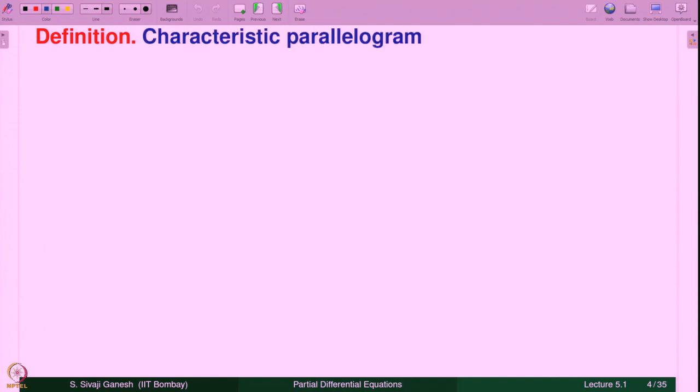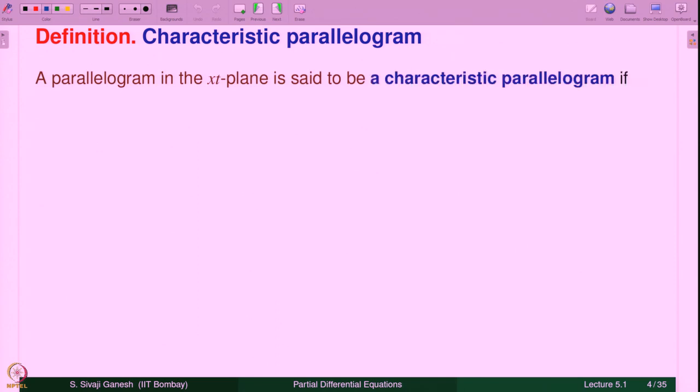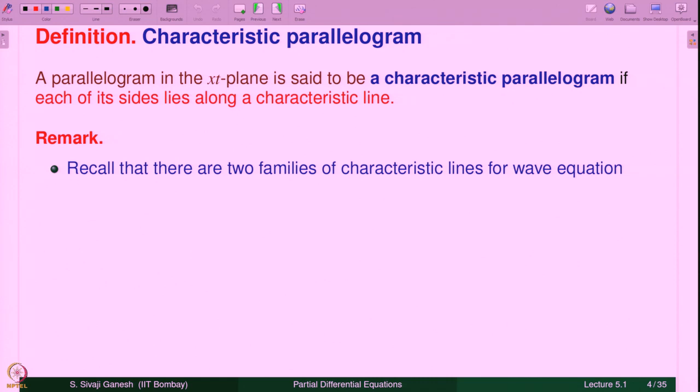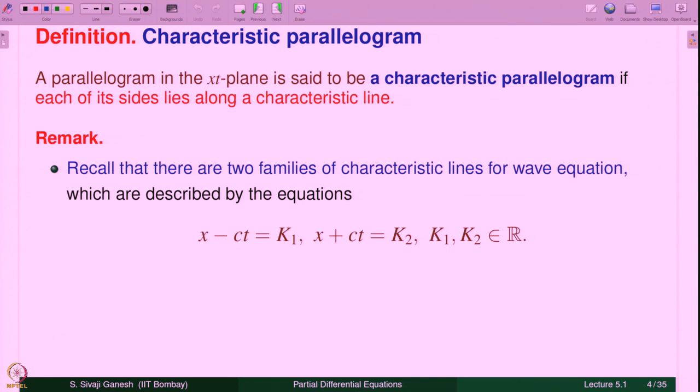Definition of a characteristic parallelogram. A parallelogram in the XT plane is said to be a characteristic parallelogram if each of its sides lies along a characteristic line. Recall that there are two families of characteristic lines for the wave equation. They are x minus ct equal to constant and x plus ct equal to constant. These are the two families.